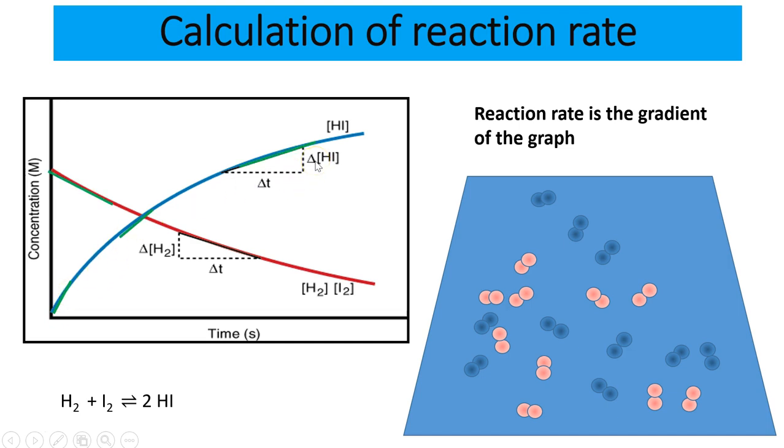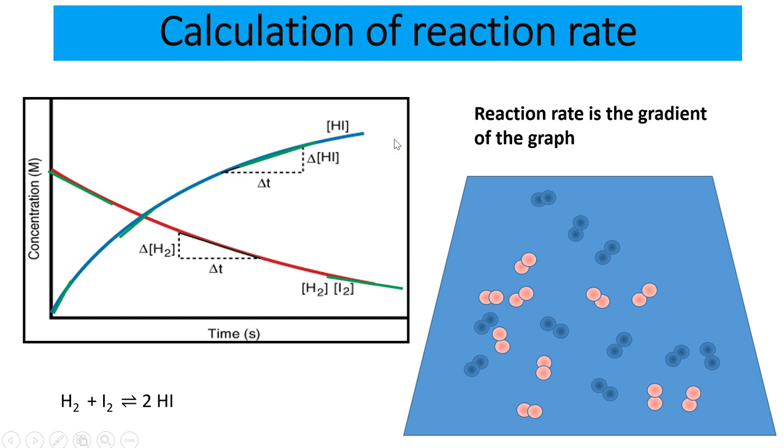So there you can see this line, the gradient of this line, which is the tangent to the curve, is much steeper than the gradient over here. And the gradient over here is a bit steeper than the gradient over there. So here you can see that as time goes on, the reaction rate decreases. The reaction rate is actually just the slope or the gradient of the curve.